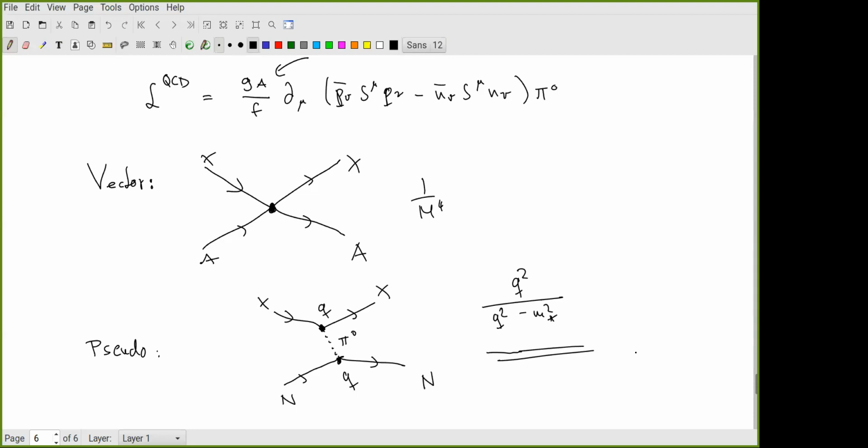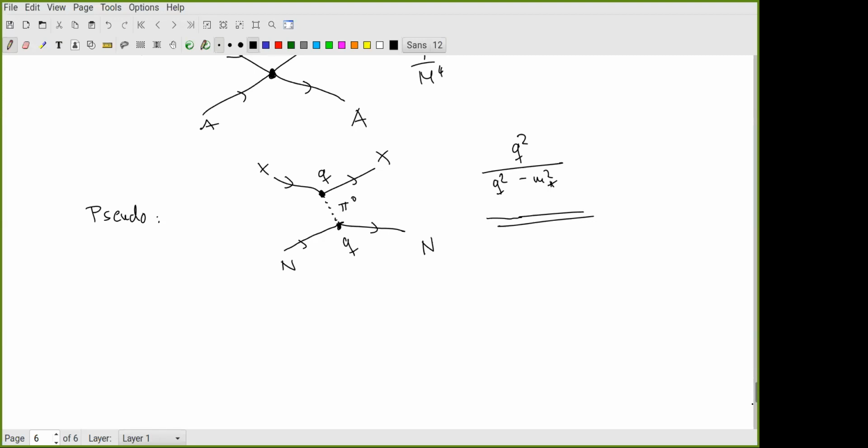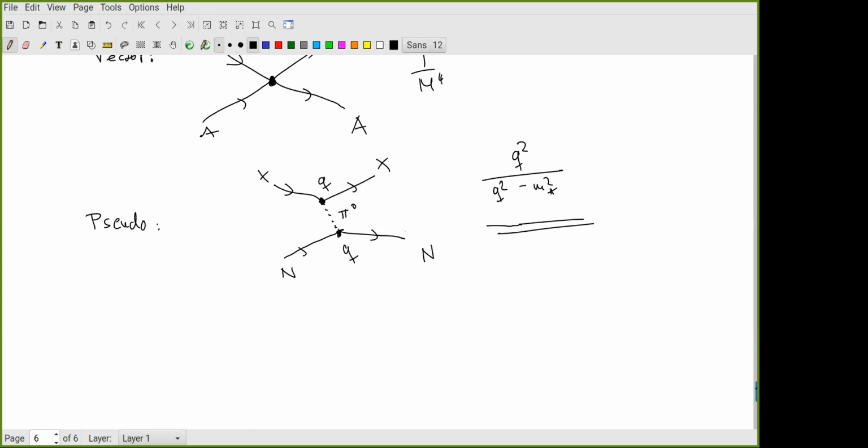Now we have 5 minutes left, so I'm going to skip some discussion. What I wanted to discuss is how to identify which interactions are the leading ones and which ones are the non-leading ones, and how to make sense of all these non-perturbative pion exchanges. But I'm skipping all this, and if you're interested, we can discuss this in the discussion session tomorrow.